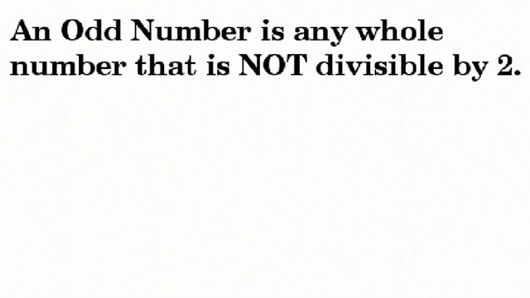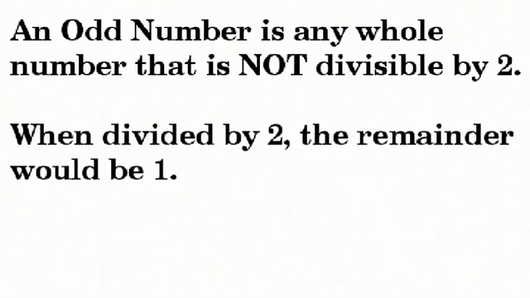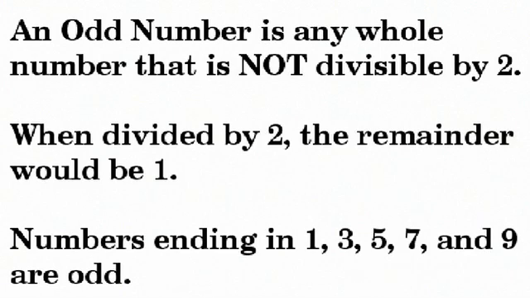An odd number is any whole number that is not divisible by 2. When divided by 2, the remainder would be 1. Numbers ending in 1, 3, 5, 7, and 9 are odd.